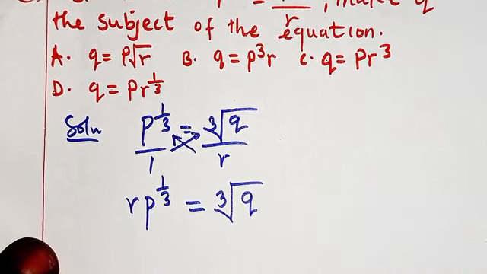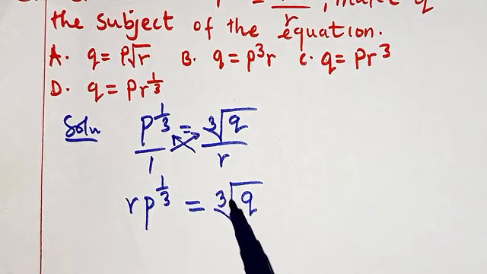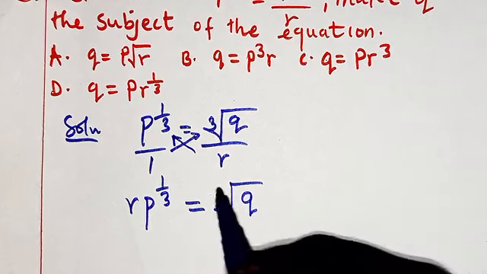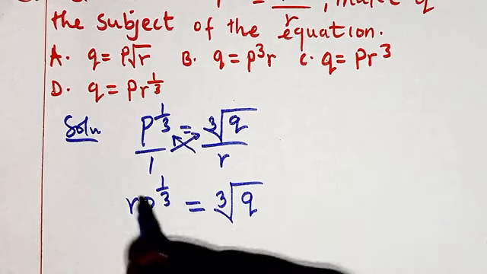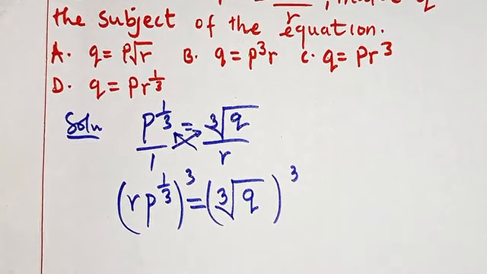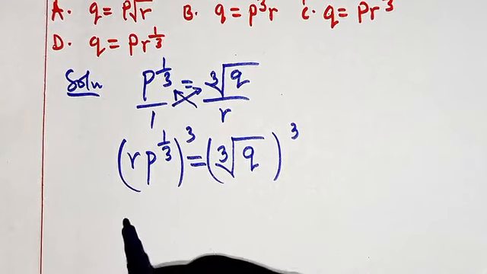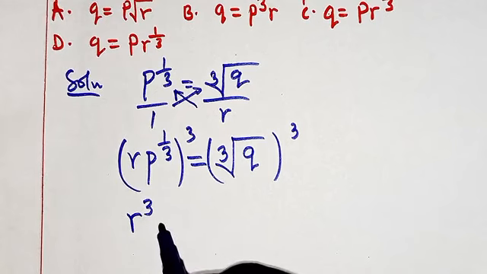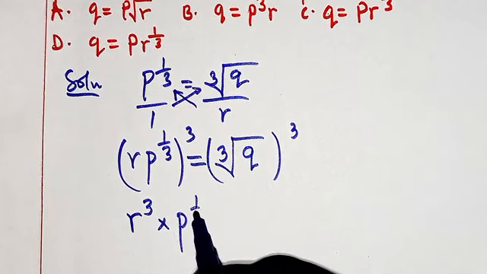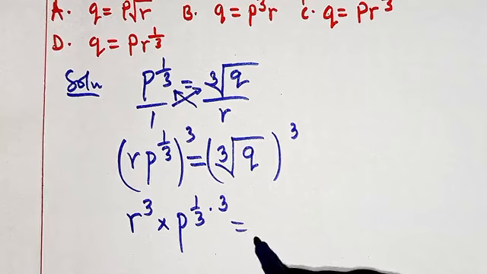So now from there, since we are having q here, we want to find a means of bringing this q out, but it's enclosed by this cube root. So therefore what we are going to do is cube both sides. We cube both sides like this. Now, what are we going to have? This cube will affect this r. This is going to be r to the power of 3. Then multiply by p to the power 1 over 3 multiplied by 3, because the power will affect this power, equals.